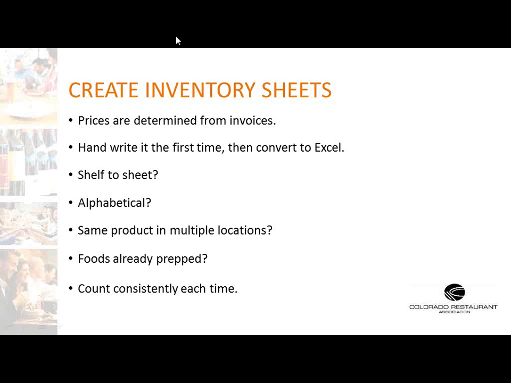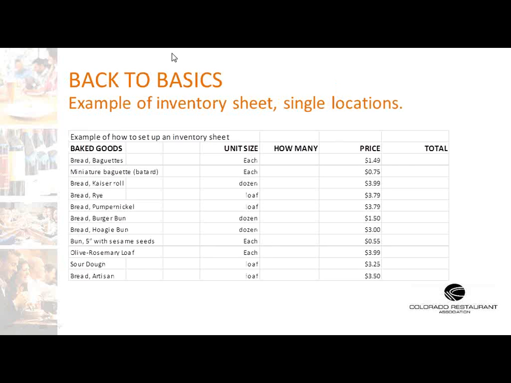All right? If we go to that next sheet, Sarah, this is what a regular inventory sheet should look like. We've got the category or the item. You can see this is in alphabetical order. We talk about the unit size. So are we counting baguettes by the case or by the each? Miniature baguette by the case or by the each? Kaiser rolls by the dozen. That makes sense. Bread is by the loaf. You can count marinara sauce by the case. You can count it by the number 10 can. So there you've got options on how you set it up.